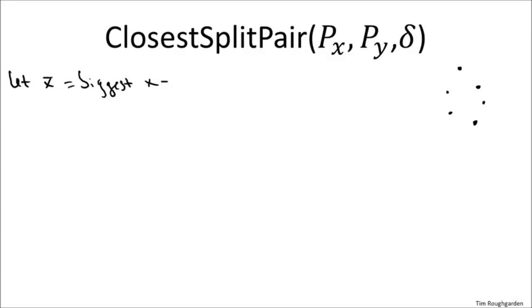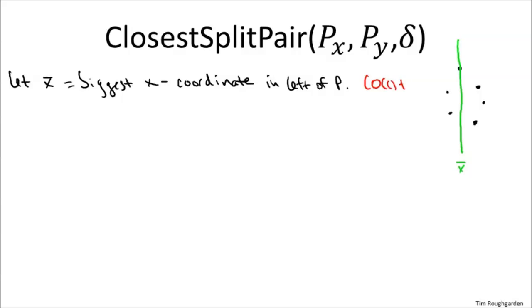So in this example where we have 6 points, all this means is we imagine drawing a line between the third point. So that's going to be x bar, the x-coordinate of the third point from the left. Now, since we're passed as input a copy of the points sorted by x-coordinate, we can figure out what x bar is in constant time, just by accessing the relevant entry of the array Px.